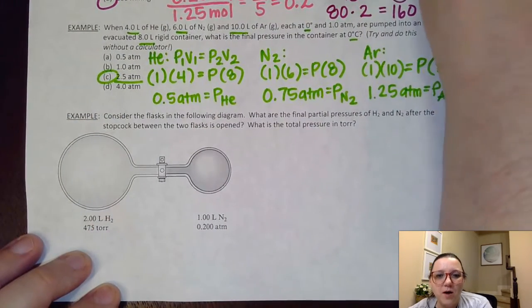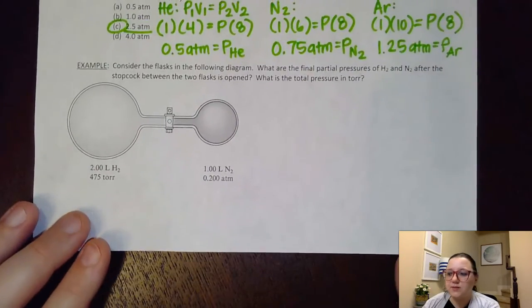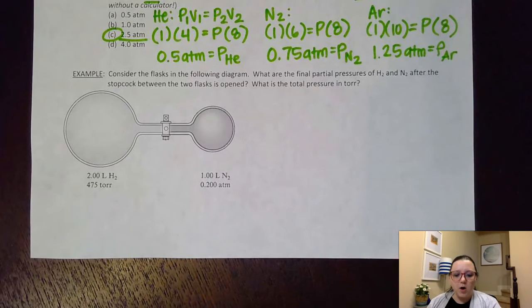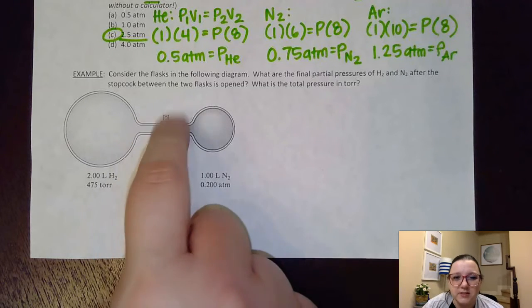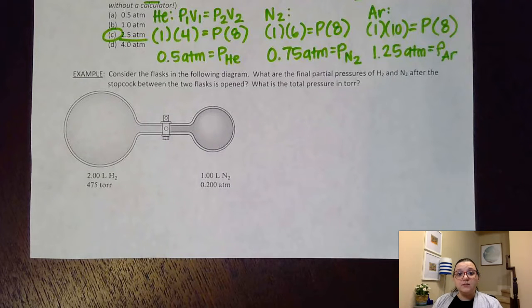All right, we've got one more here, and this is something that you would probably see, say, in the free response part of an AP test. It says consider the flasks in the following diagram. What are the final partial pressures of H2 and N2 after the stopcock, which is this valve between the 2 flasks, is open, and what would the total pressure be in torr? So here's the deal.